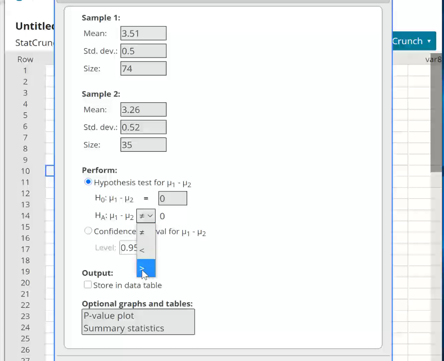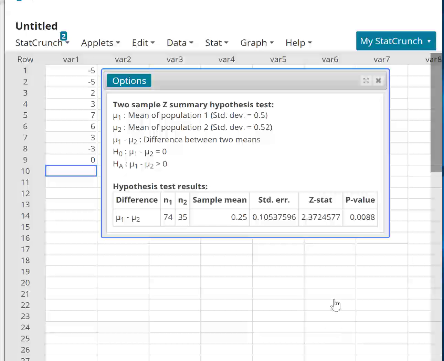So you just choose bigger because that's the sign in the alternative. Don't touch the null. There is nothing you can do with the null. Just leave it like this. And hit compute. And here you go, guys.